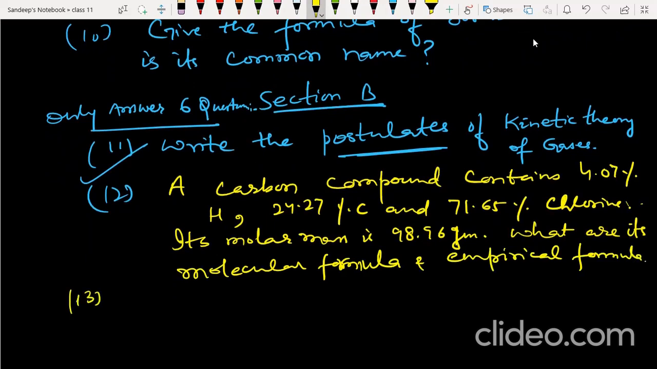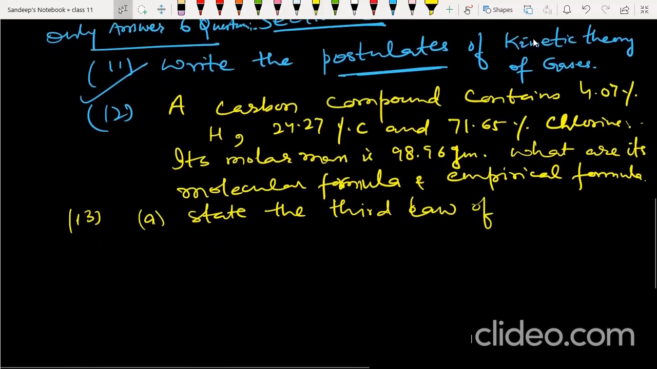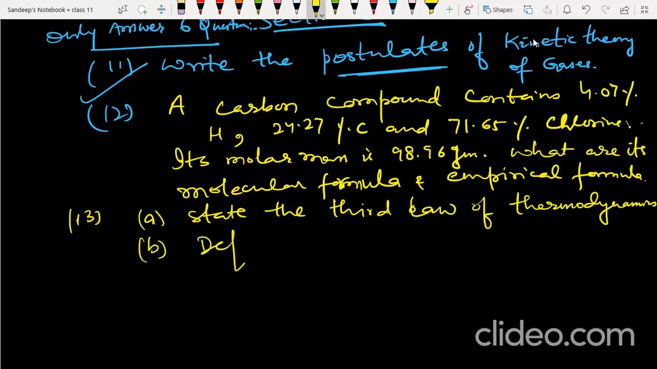Question 13 has two parts. State the third law of thermodynamics. You know that the third law of thermodynamics was given by Nernst. It states that at absolute zero, the entropy of a perfectly crystalline solid is taken as 0. And define entropy. Entropy is the degree of randomness or disorder of a system. So this was number 13.